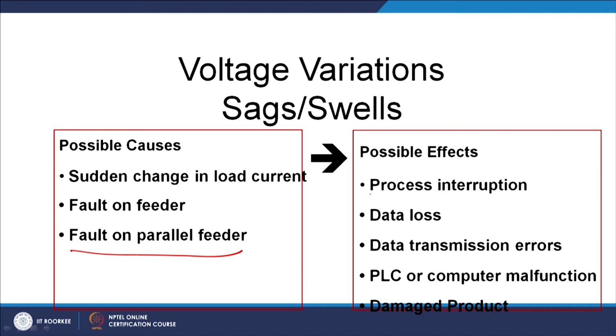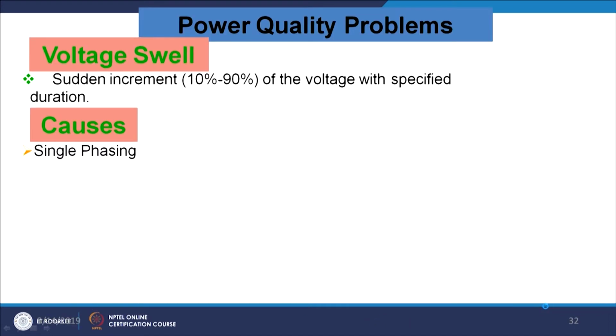Possible effects: process interruption, again data loss, data transmission errors, PLC and computer malfunctions, SCADA malfunction, and damage of the product.